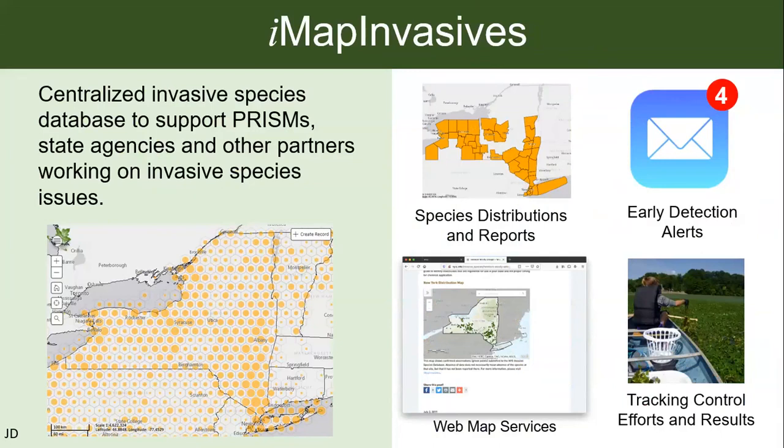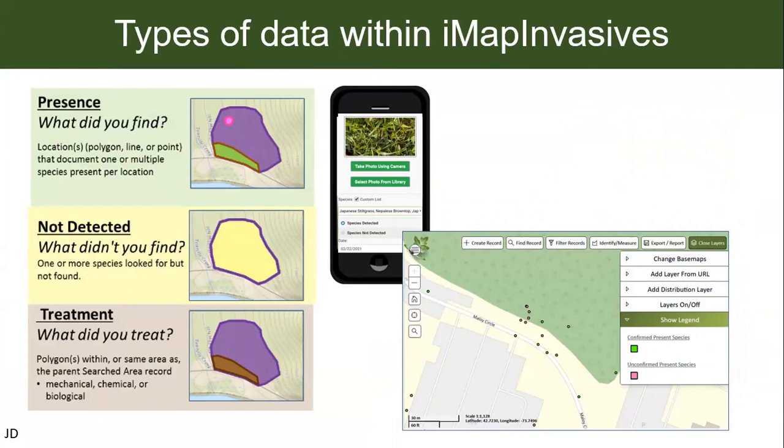So there are a couple of different types of data within iMapInvasives. Today we'll focus on the first two. So presence data would indicate that you found a certain species. Not detected data would indicate that you searched the area, but you did not find that particular species. So we are encouraging people to enter both presence and not detected records for Tree of Heaven and Spotted Lanternfly. And then the third type of data in iMapInvasives is treatment data. So that's if you managed an invasive population, you can record that you treated it. But we're not going to focus on that today.